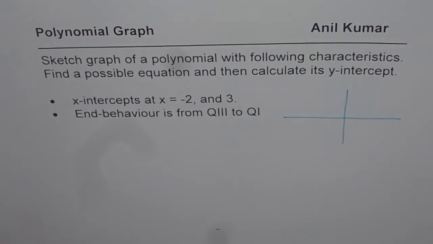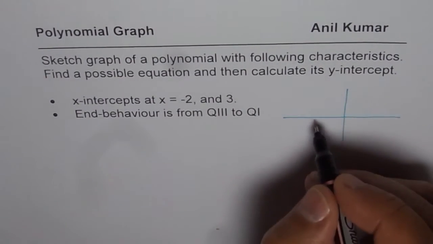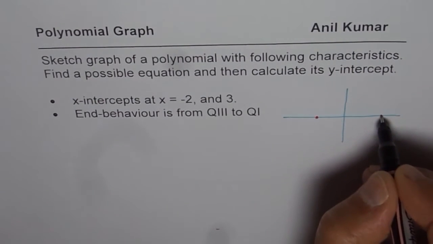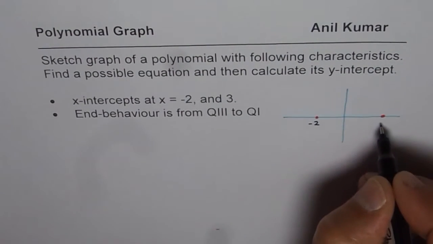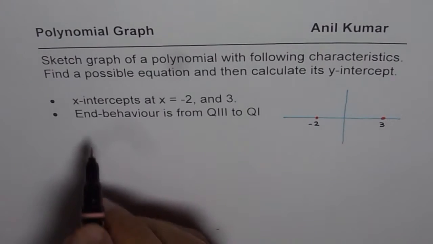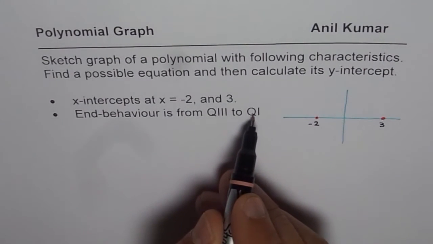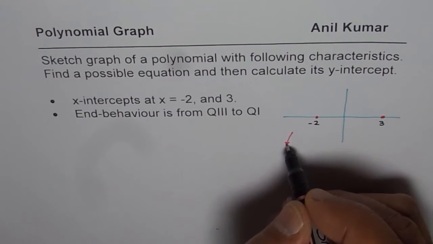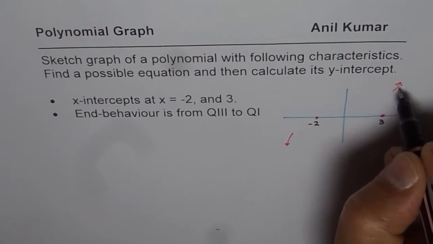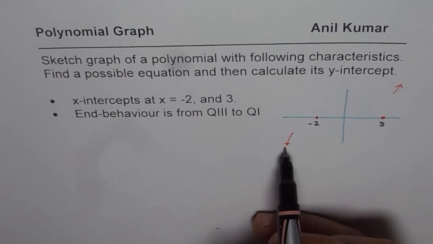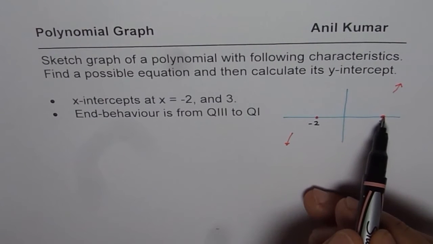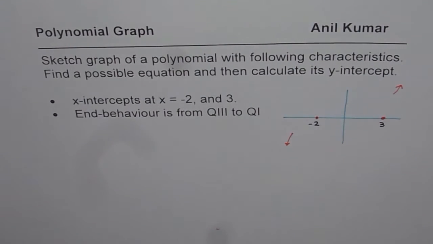So what we are saying here is that we have two x-intercepts. One, let us say, is at minus 2, the other one is at 3. We are also given that the end behavior is from quadrant 3 to 1. So quadrant 3 is kind of like this, and quadrant 1 means like this. Do you see that end behavior? When x approaches negative infinity, y approaches negative infinity. And when x approaches positive infinity, y approaches positive infinity. That is from quadrant 3 to 1. So this is one way of saying end behavior.